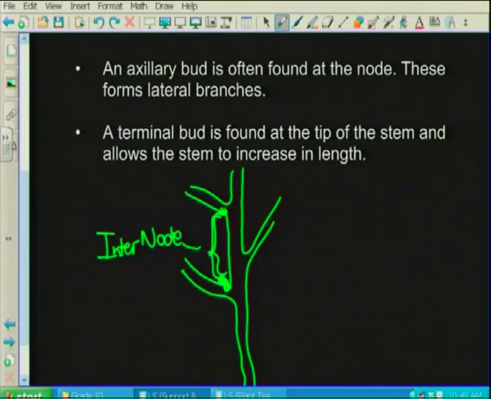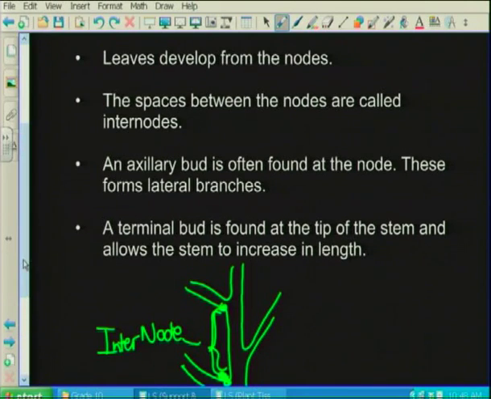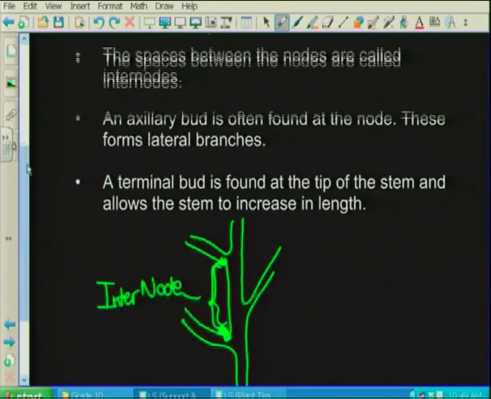Then at the end of the stem, right at the top, you will find the terminal bud. And the terminal bud is what allows the stem to increase in length. Now this is just basically your external structure of the stem. It's very straightforward. Let's go look at the internal structure of the stem.